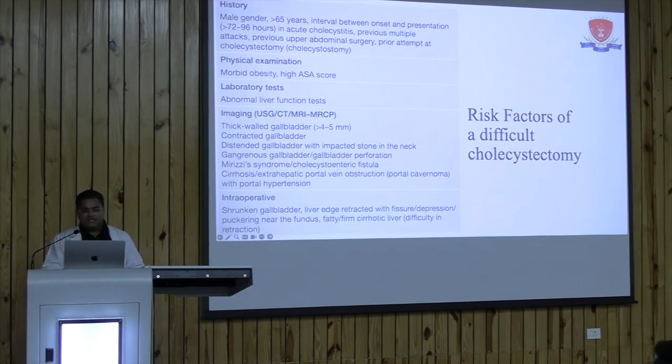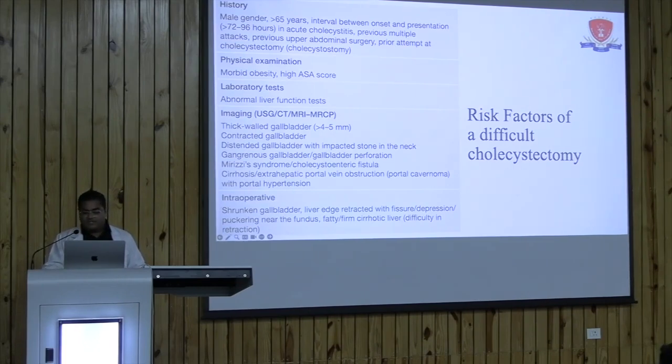Factors related to history, like if the patient is male or his age is more than 65 years, interval between the onset and presentation is more than 72 to 96 hours, and acute cholecystitis, previous multiple attacks, previous upper abdominal surgery, prior attempt at cholecystectomy. Factors related to physical examination, if the patient has morbid obesity or any other comorbid conditions present, which is evaluated by the ASA score. Factors related to laboratory tests, like if the patient has abnormal liver function tests.